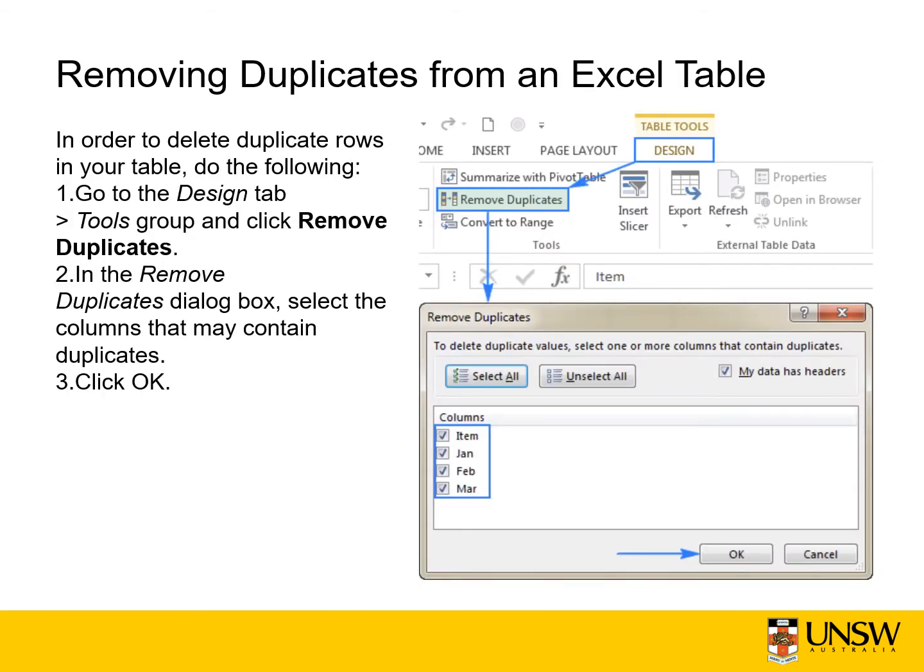If you want to delete duplicate rows in your table, go to the Design tab and click Remove Duplicates. In the Remove Duplicates dialog box, select the columns that may contain duplicates and click OK. We will talk about Remove Duplicates in detail in the next topics.